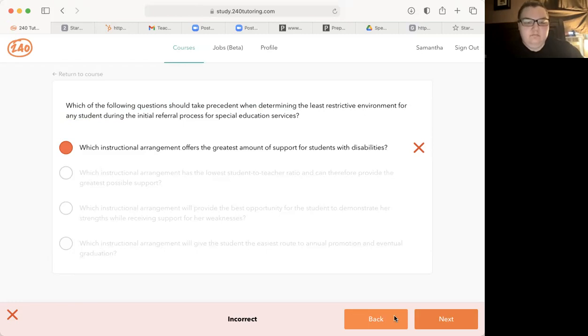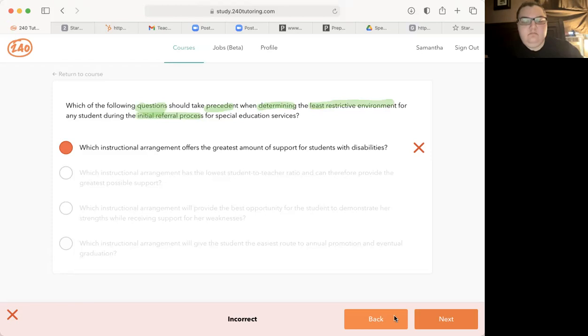So we're looking for a question that should precede, that we should think about before we determine the LRE, before we decide the environment, the least restrictive environment. For the initial referral process, the first time they're going to be in special ed to receive services. What is the question that should be foremost in our minds when we're determining the least restrictive environment? That's what this question is asking. So what's the goal? What should I ask myself when I'm placing a student initially in that process? Where should they be environment-wise? So let's read through those.